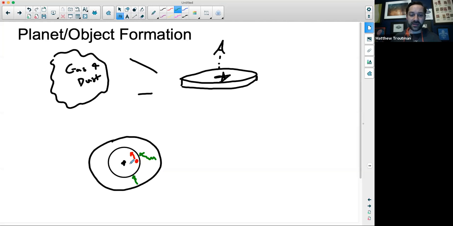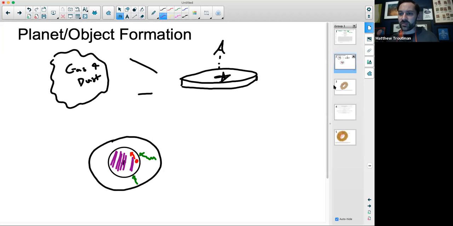Anything that's within that shielded region is still going to fall in towards the star. So what you get is this gap where there's no gas and dust in this region that I'm shading in pink here. No gas and dust except for the planet or the object that's orbiting and the central star. So why is that important?